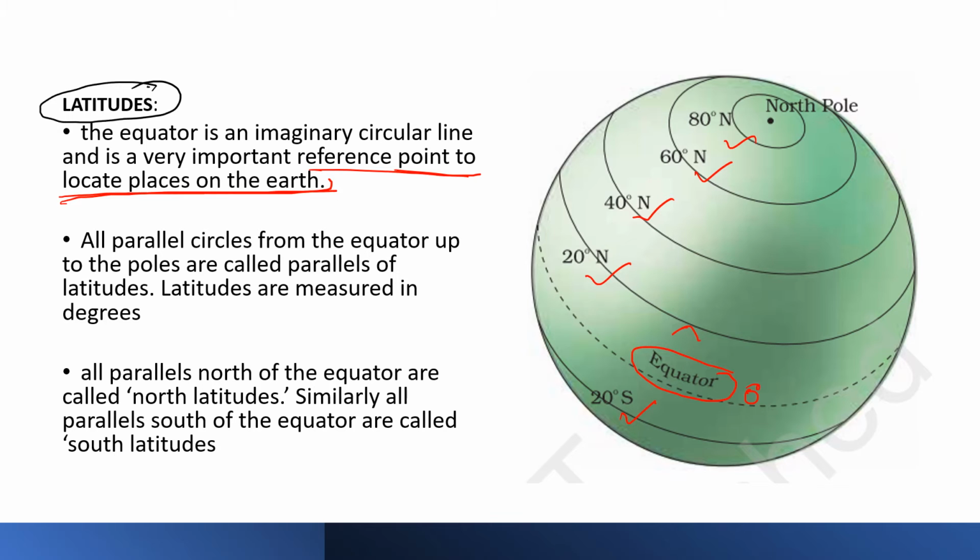All parallel circles from the equator up to the poles are called parallels of latitude, and latitudes are measured in degrees. All parallels north of the equator are called north latitudes. Similarly, all parallels south of the equator are called south latitudes. So all parallels north of the equator are called north latitudes, and the symbol is N. And similarly, all parallels south of the equator are called south latitudes, and the symbol used is S.